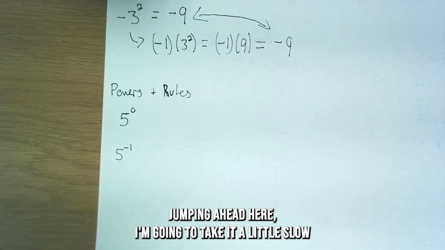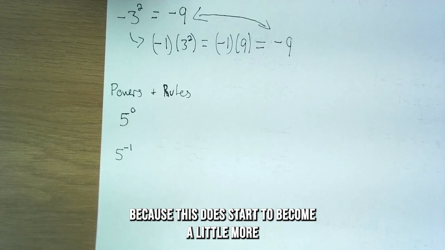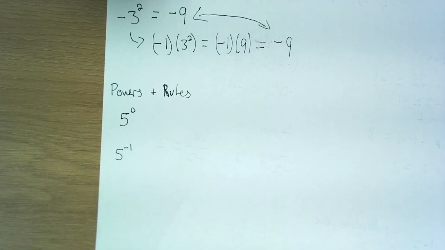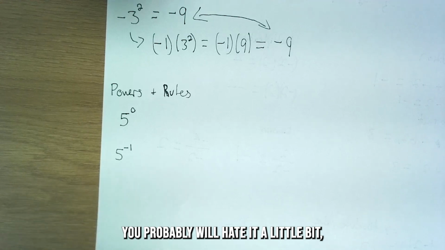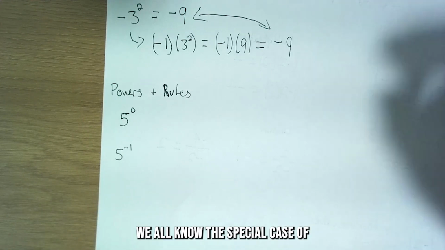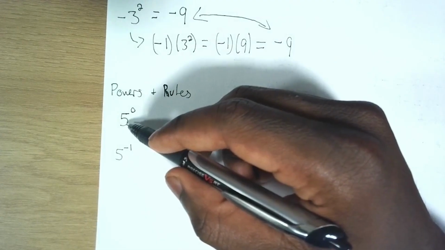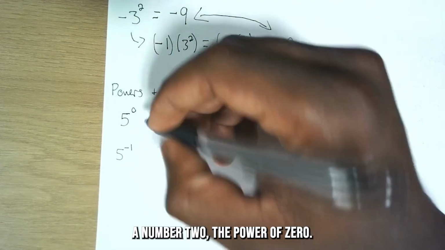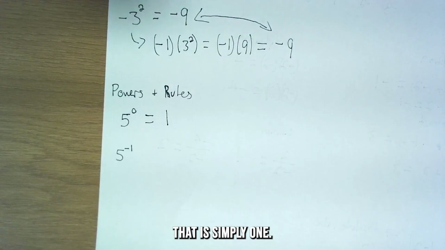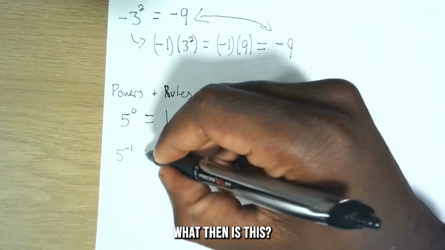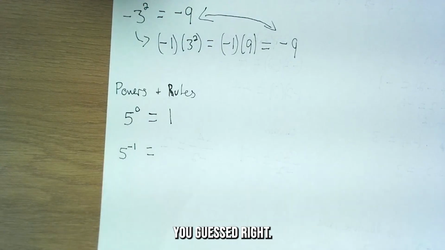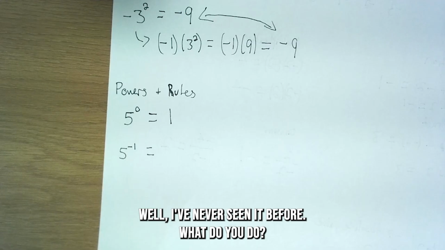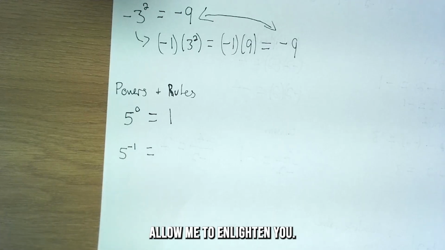Jumping ahead here, I'm going to take it a little slow because this does start to become a little more interesting in a way, and you probably will hate it a little bit. We all know the special case of a number to the power of 0. That is simply 1. What then is this? You guessed right. It is a negative power. Well, I've never seen this before. What do you do? Allow me to enlighten you.